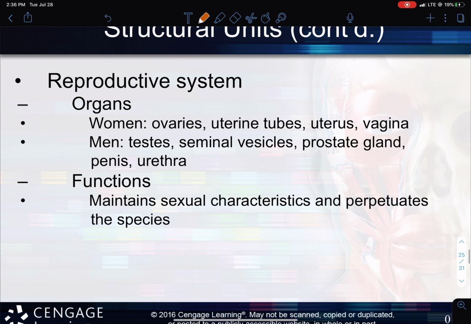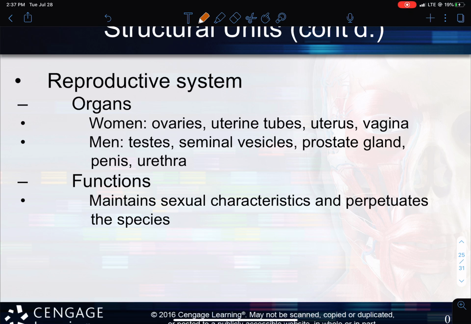Next is the reproductive system, my next favorite organ system for sure. Organs include for women, so these are people who are born with ovaries or female reproductive parts. Males are considered males at birth if they're born with male reproductive parts, but there are many combinations thereof, and intersex people who are born with both male and female reproductive parts. So for women, we separate this out into ovaries, uterine tubes, uterus, and the vagina.